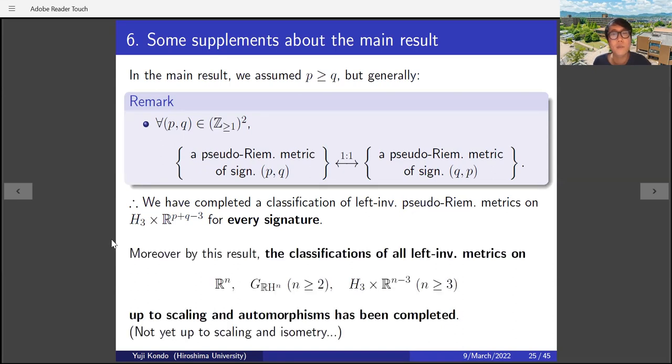And moreover, by this result, we have completed the classification of all left-invariant metrics on these three Lie groups, up to scaling and automorphisms. But note that we have not completed yet the classification up to scaling and isometry. And I will explain it later.